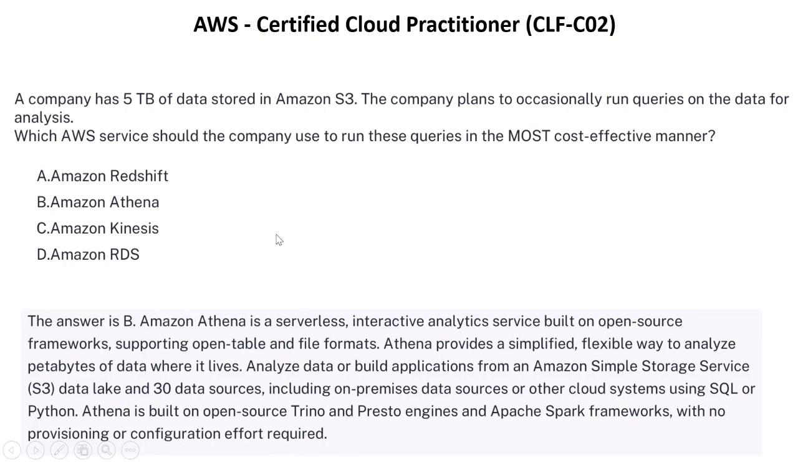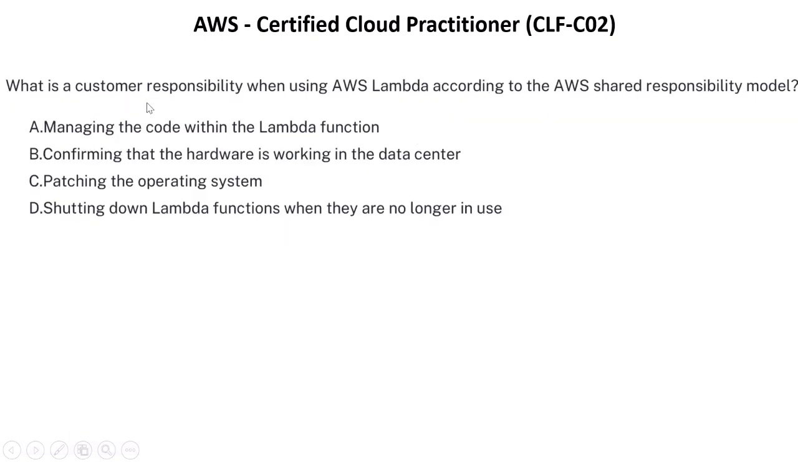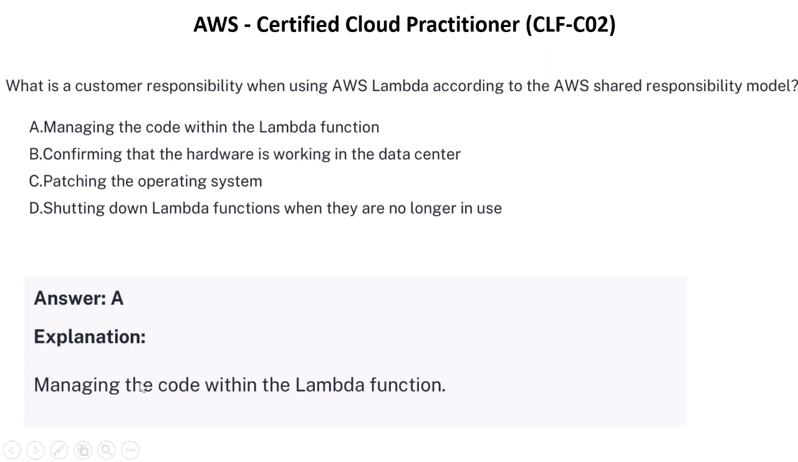Next question. What is a customer responsibility when using AWS Lambda according to the AWS Shared Responsibility model? The options are option A, managing the code within the Lambda function, option B, confirming that the hardware is working in the data center, option C, patching the operating system, option D, shutting down Lambda functions when they are no longer in use. The correct answer is option A, managing the code within the Lambda function.